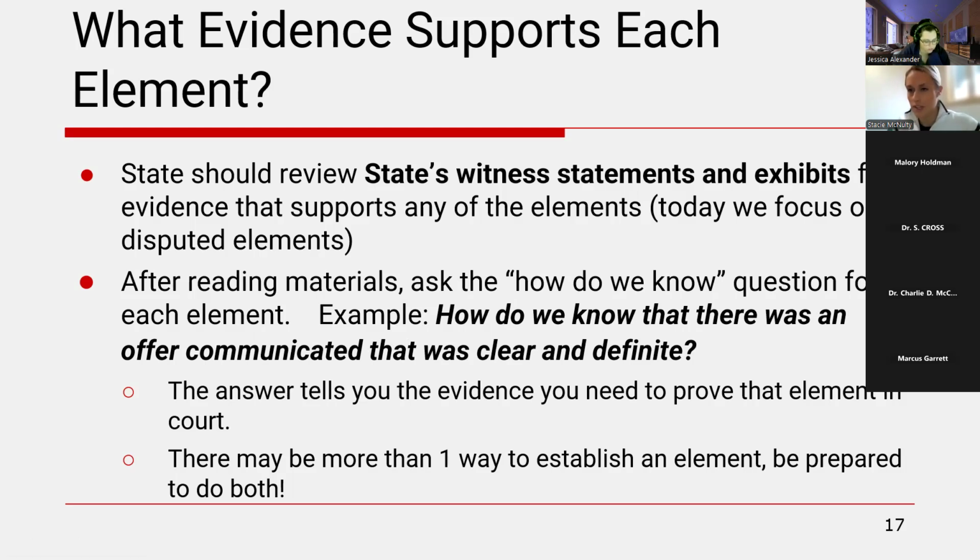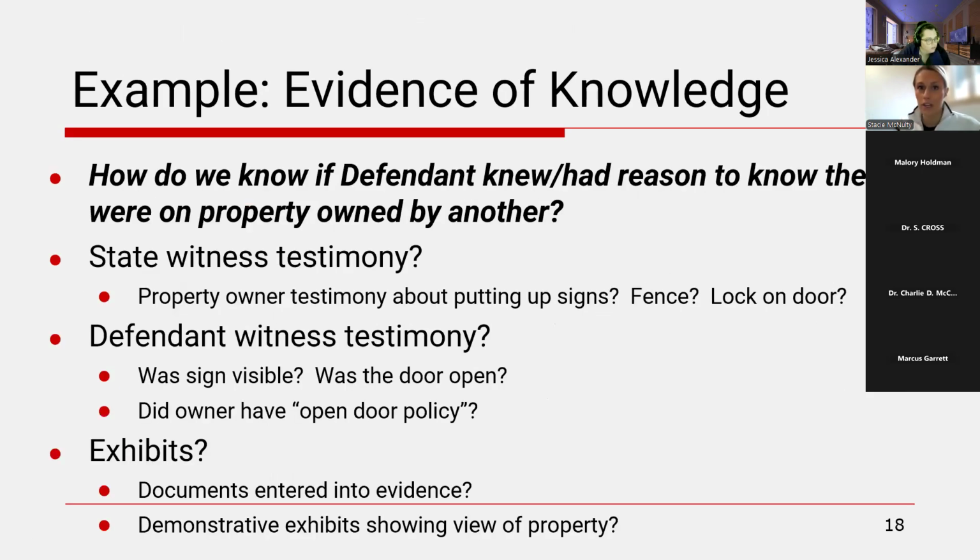So we talked about that. Each side does that, the state and the defendant. Evidence of knowledge: how do we know if the defendant, Goldilocks, knew she was on property owned by another? For the state, Mama Bear, the property owner, is she going to testify? She put up signs. Is she going to testify about a fence? Are we going to have a picture of a sign that shows what was at the entrance to the house? Was there a lock on the door? That would be how we would know that Goldilocks should have known she was somewhere she wasn't supposed to be.